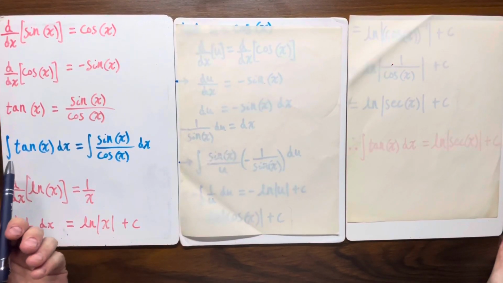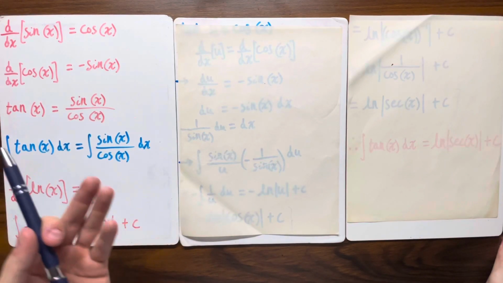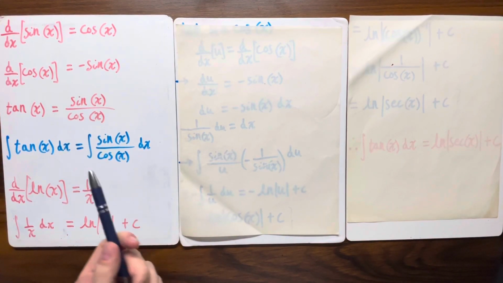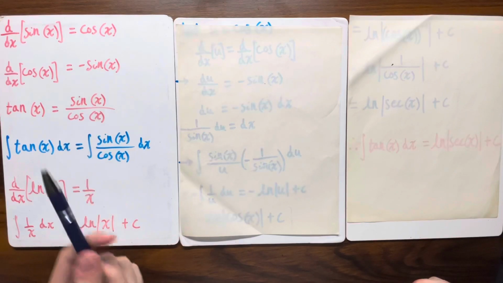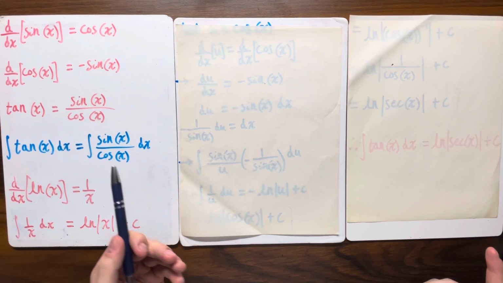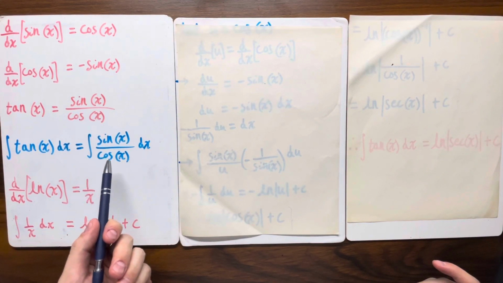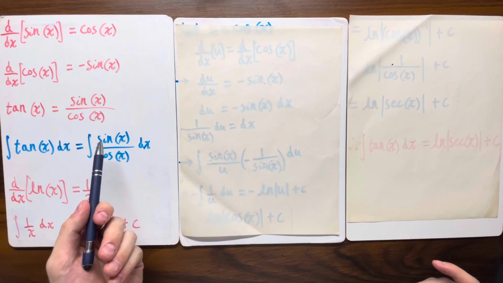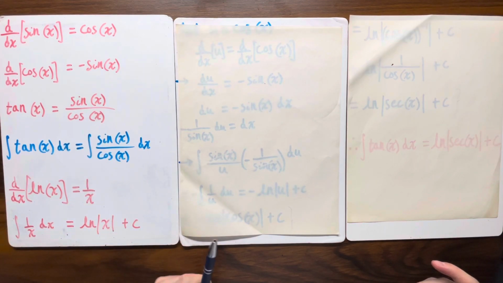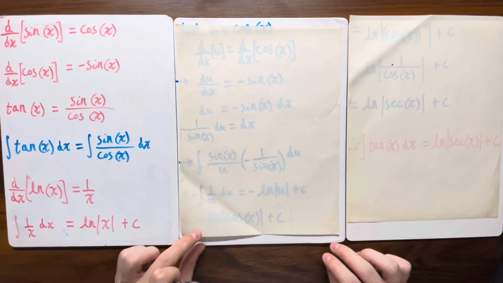To find the derivative of tangent, we wrote it as a quotient and used the quotient rule. But the quotient rule is for derivatives, not for integrals. But we can still write it as a quotient and try to use some sort of substitution. Because if you notice, the derivative of cosine is sine. So maybe some things can cancel out here and we can simplify this expression. So let's try that.